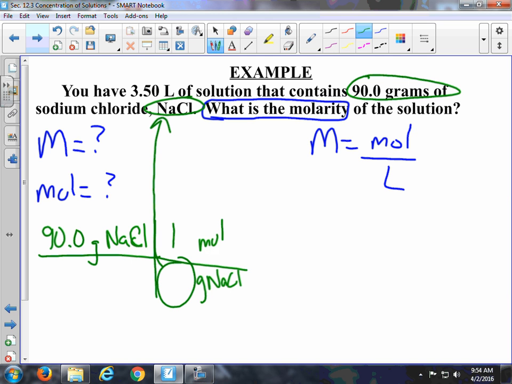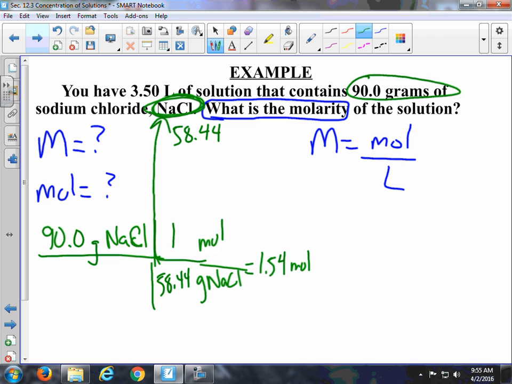What number is going to go here? The weight of NaCl. So on your periodic table, you're going to look at the weight of Na, which is 22.99. You're going to find the weight of Cl, which is 35.45. And you're going to figure out that the weight of NaCl is 58.44. So right here, I'm going to plug in 58.44. And when I figure that out, I end up figuring out that I have 1.54 moles of sodium chloride. All right? Good. So that's part of my problem.